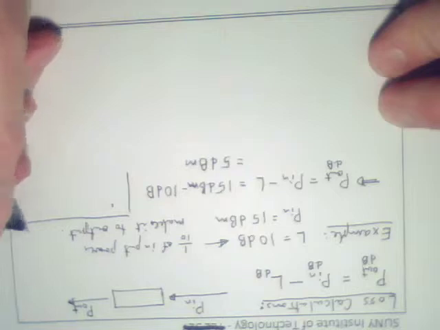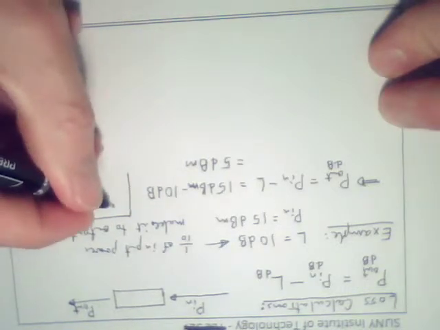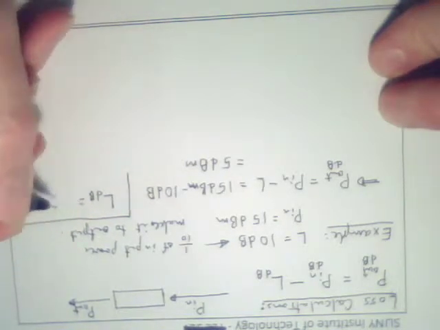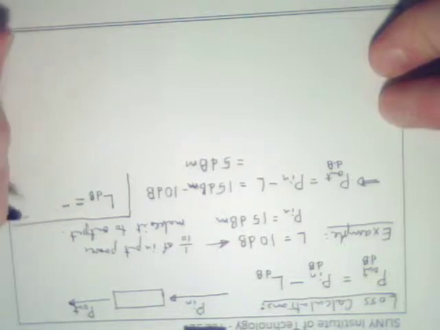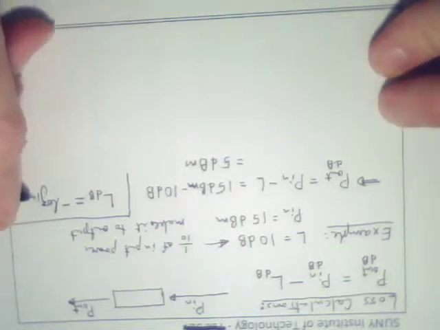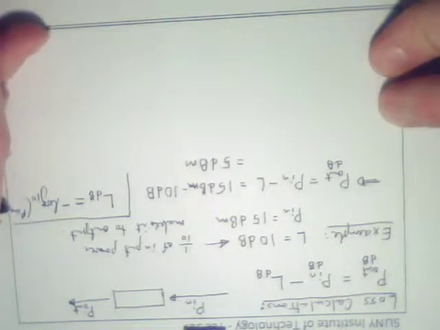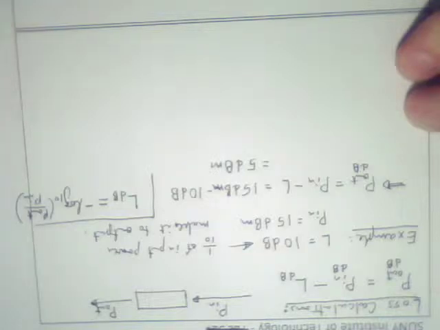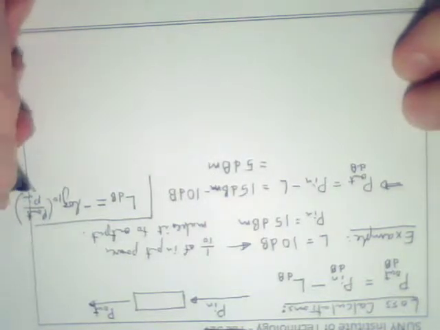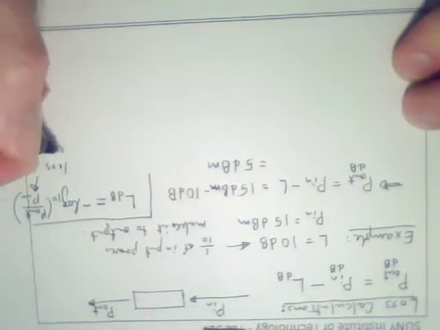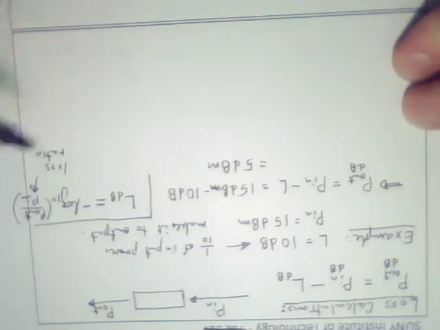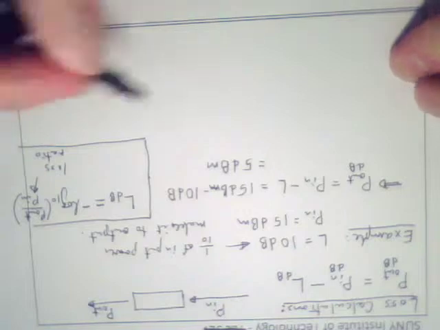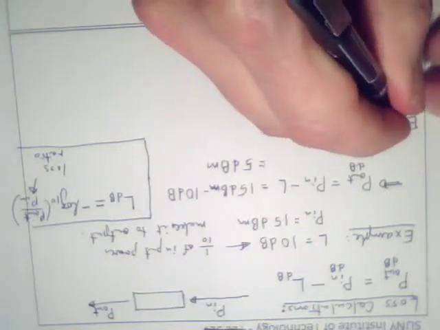using the conversion factors, the loss in dB is equal to minus log 10 of P out over P in. So this is the loss ratio here.